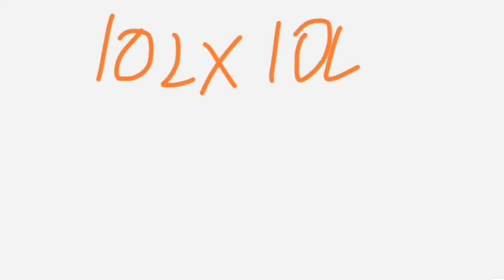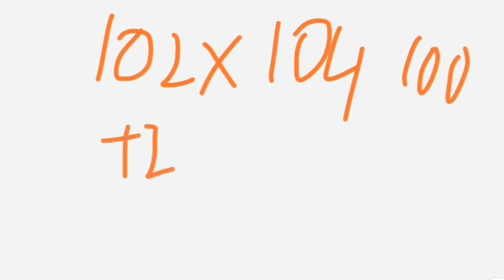Now the second case: multiplying numbers that are more than 100 in one step. Let's take an example like this, 102 into 104. We are calculating with respect to 100, so treat 100 as the base. 102 is plus 2 more and 104 is plus 4 more. Either we add plus 2 to 104 or plus 4 to 102. So plus 2 plus 104 would be 106.